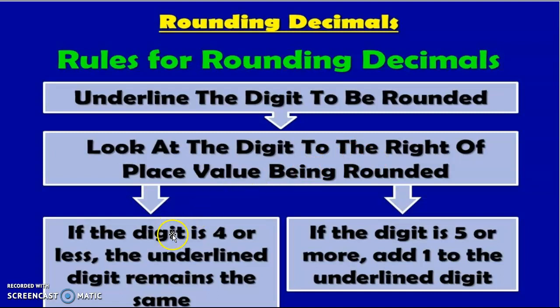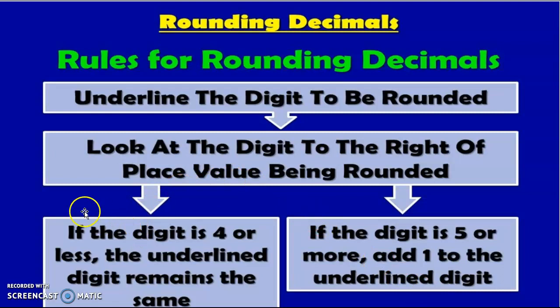Next, you need to check if the digit is 4 or less, then the underlined digit remains the same. If the digit is 5 or more, add 1 to the underlined digit. So can we go and see these things practically?